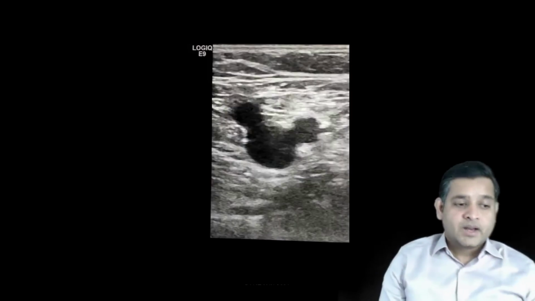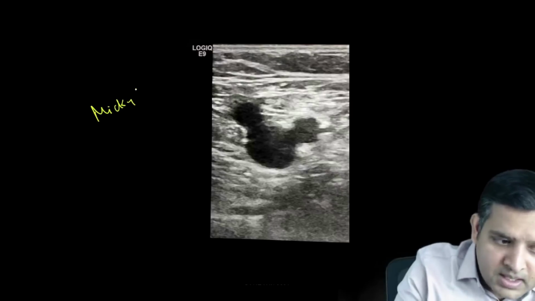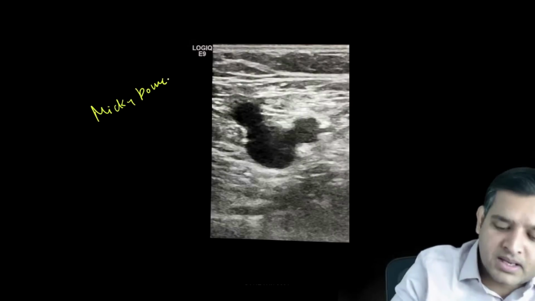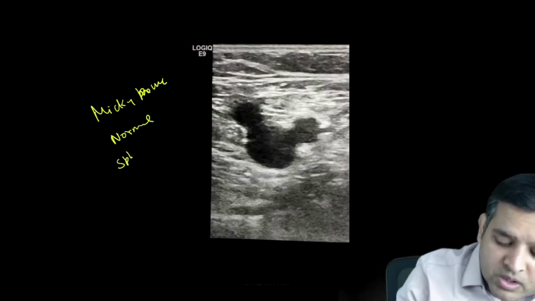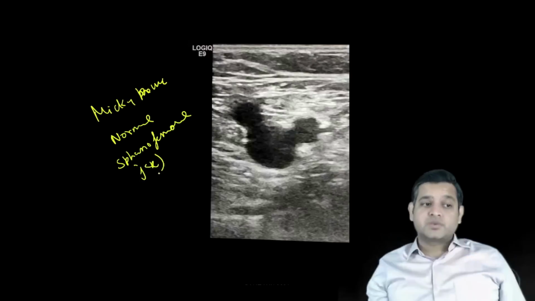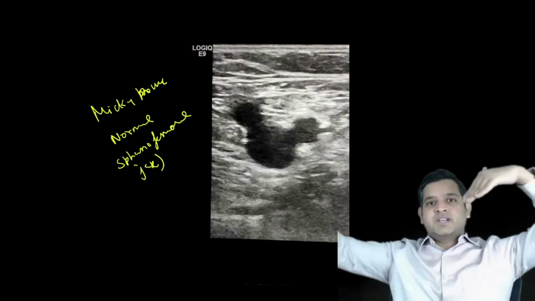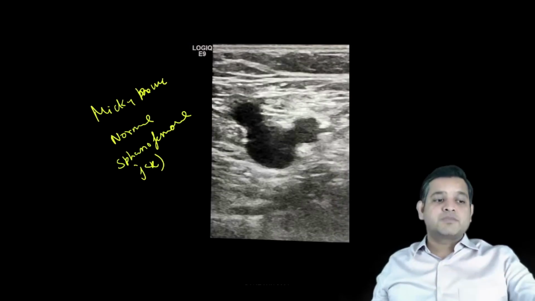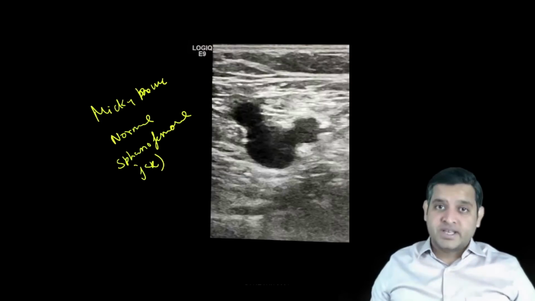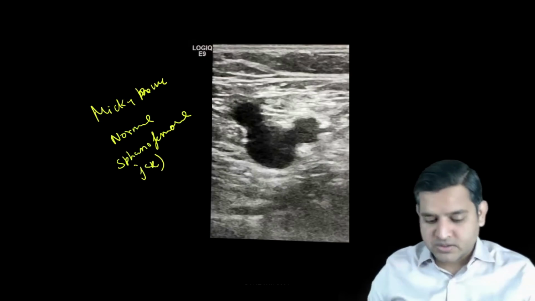All right. What is this? Now this again, I want to tell you something. Please remember, this is what is called a Mickey Mouse sign. This Mickey Mouse sign is a normal appearance of a saphenofemoral junction on ultrasound. It is the area where the great saphenous vein is draining into the femoral vein and you are seeing the femoral artery. This becomes more pronounced in varicose veins and when there is an incompetent saphenofemoral junction. But please remember, this is a normal appearance.